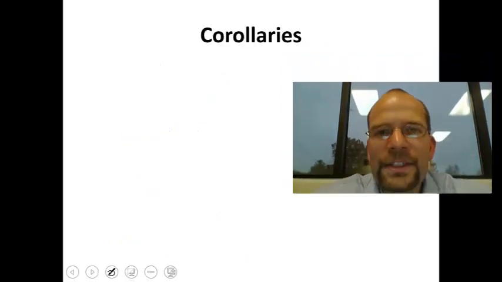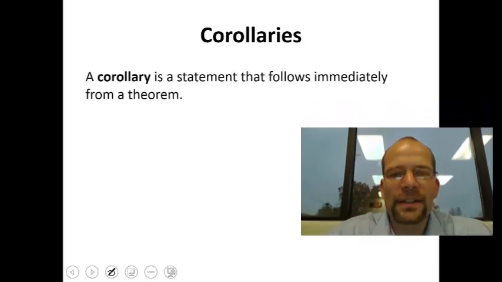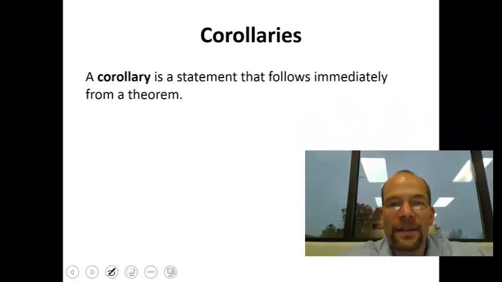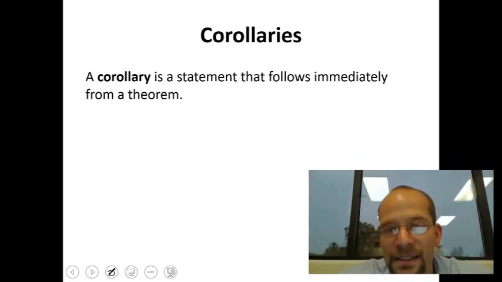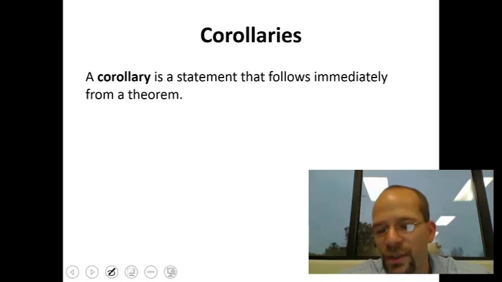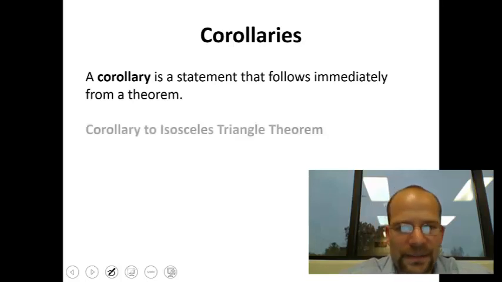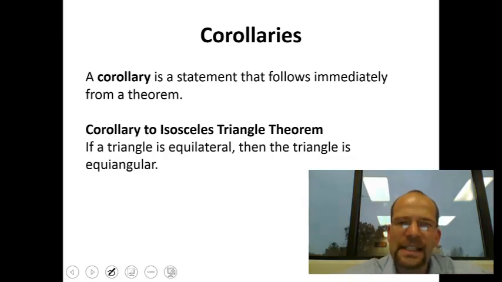Now we need to look at a few rules that are called corollaries. And a corollary is a statement that follows immediately from a theorem. You may remember I have frequently described theorems as shortcuts. And if I could say this, a corollary is basically a shortcut to a shortcut. So it's new shortcuts that flow directly from shortcuts we've already learned. So corollaries. Here's the corollary to the isosceles triangle theorem. It says if a triangle is equilateral, then the triangle is equiangular.